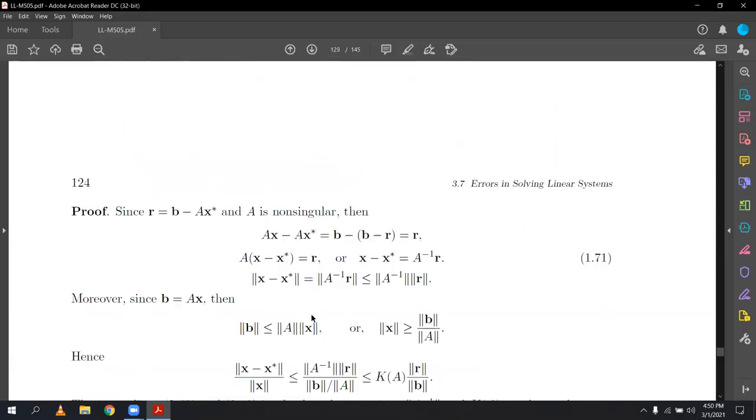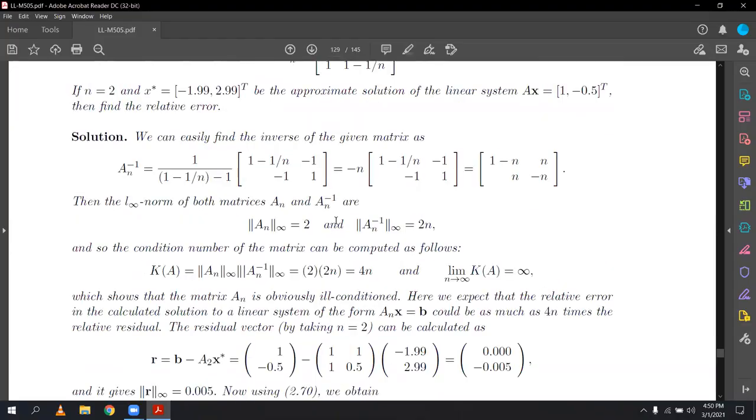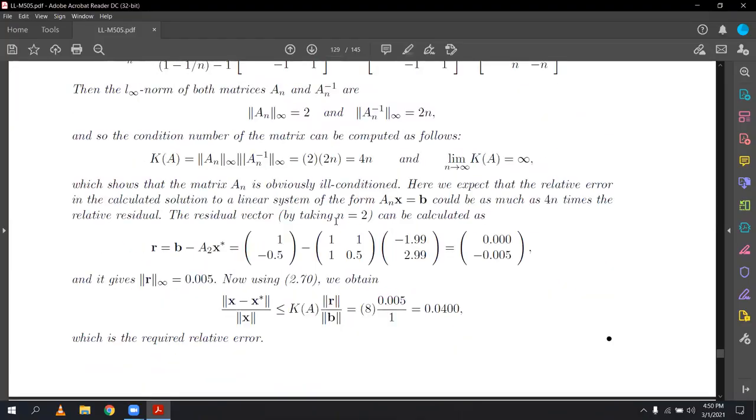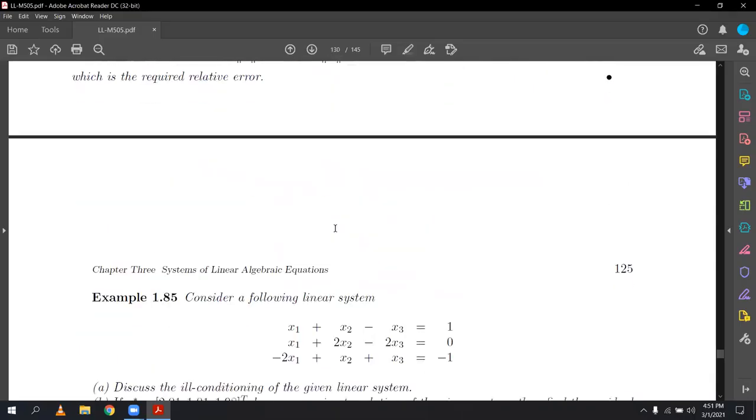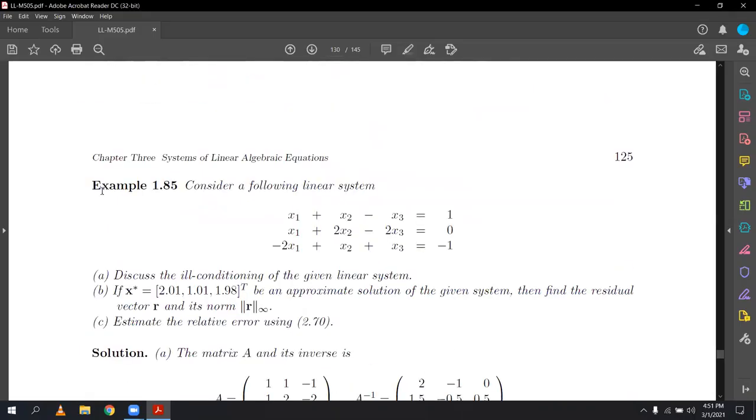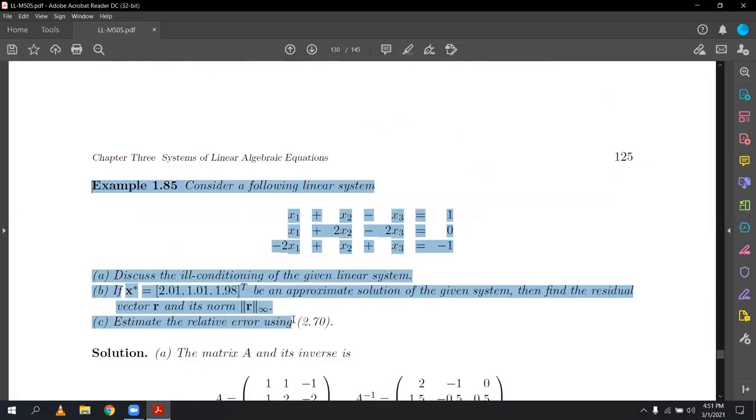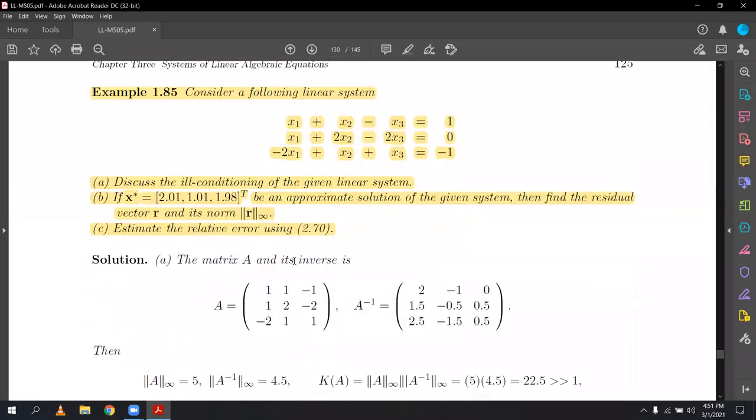I solved this example. I prove it here now. I give this example also here. This is also an example, 3 by 3. And I say here, discuss the ill conditioning of the given linear system. So how can you do this one? You take the A of this one, and when you find out, it will give you this. Then you can easily use a calculator to find A inverse.